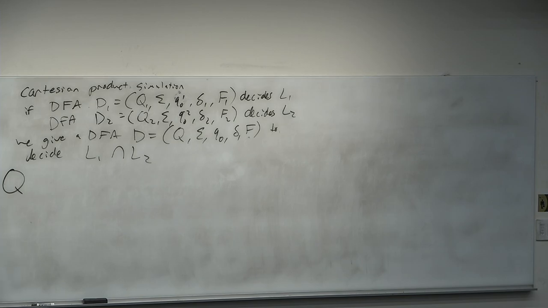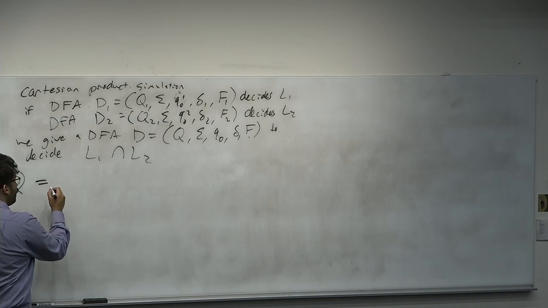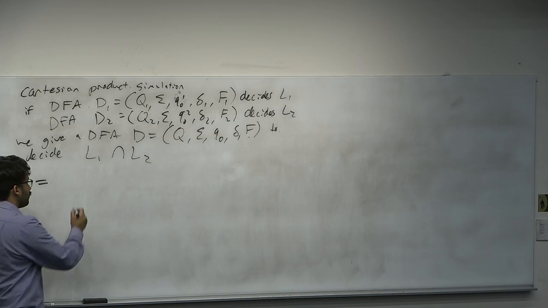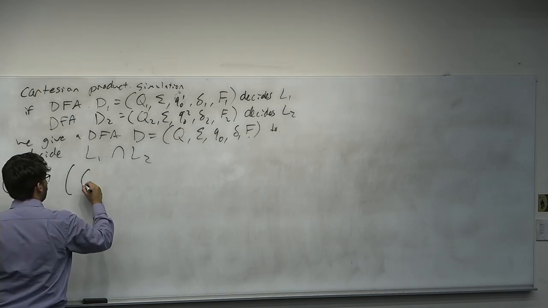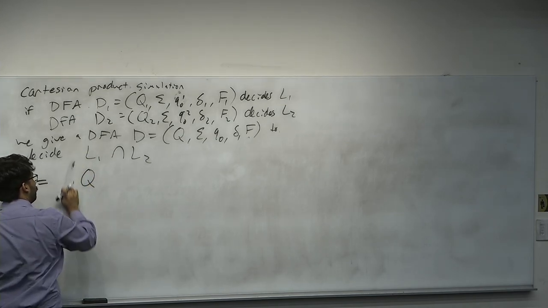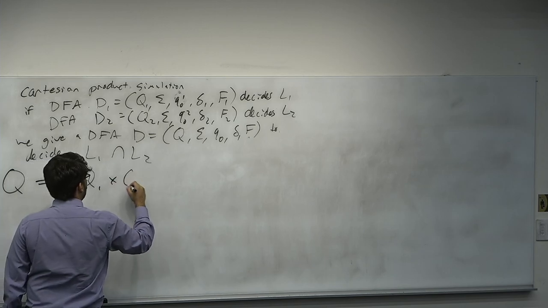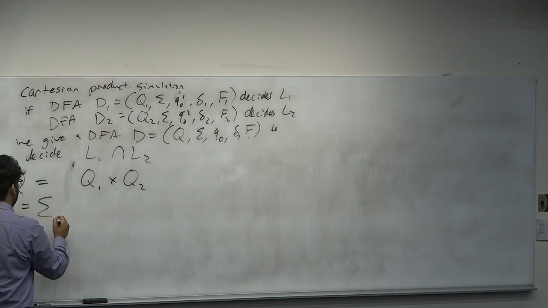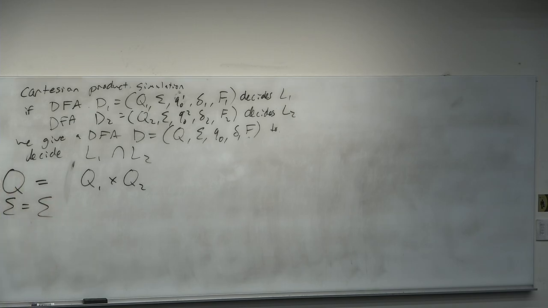So the states of the DFA for the intersection is going to be the Cartesian product of the states of both DFAs. So this is going to be Q1 times Q2. Sigma is going to be sigma. It's the same. Thankfully, I defined it. You could do it if you had different alphabets, but for simplicity, let's just make them the same alphabet.